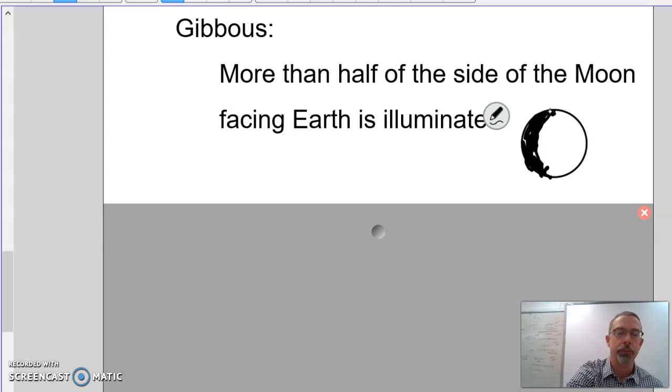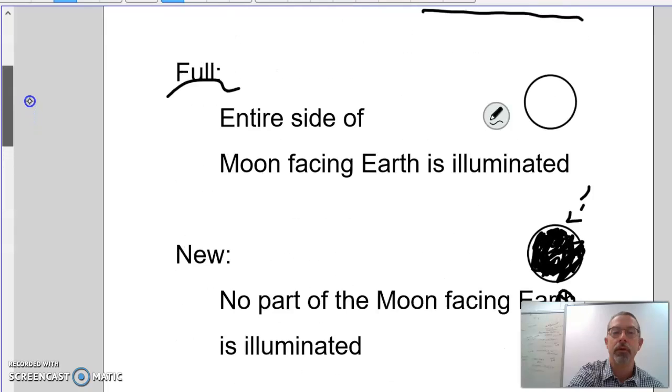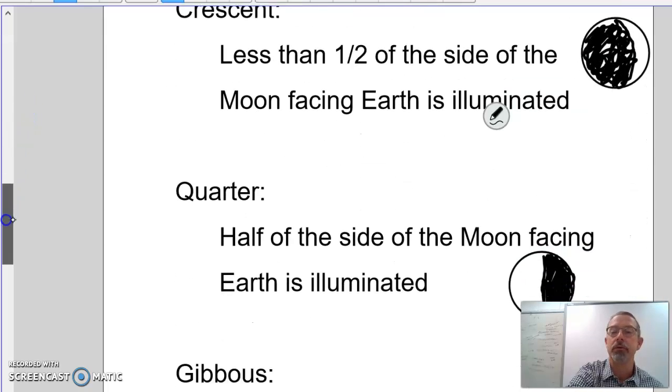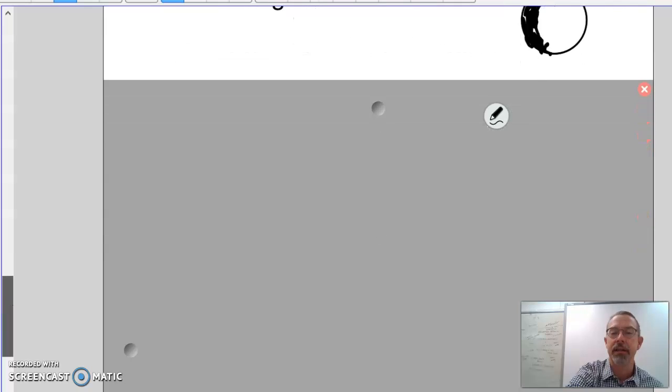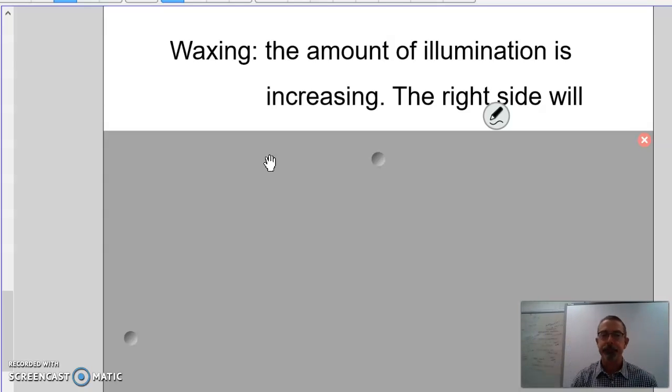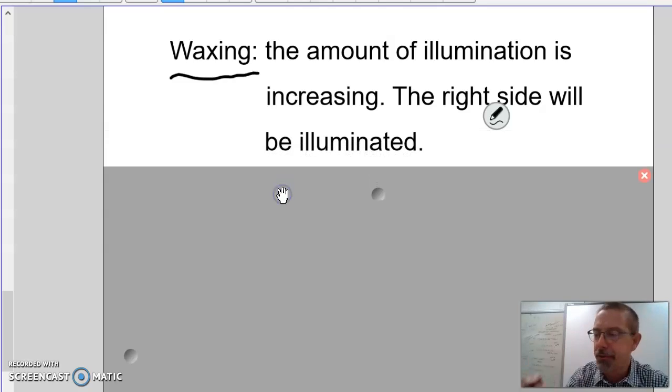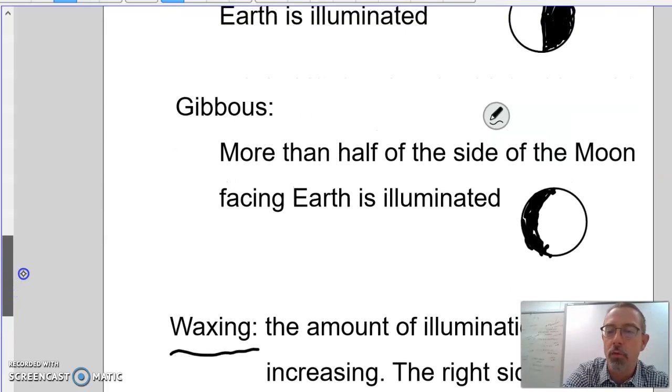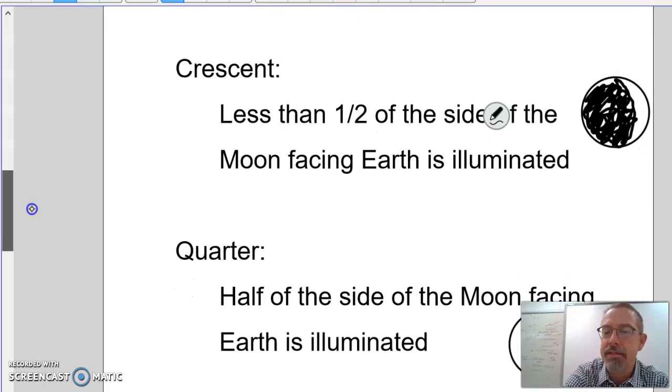So if we were to repeat this, we've got full moon, we've got new moon, we've got crescent moons, we've got quarter moons, and we've got gibbous moons. Now what determines whether it is on the right or left? If it is a waxing moon, waxing kind of is an old term. We don't use it much anymore, but if you read some of the old poets, they'll talk about love waxing. The amount of illumination is increasing. The right side of the moon will be illuminated. So if you see right here, this would be a waxing gibbous. This would be a waxing crescent.